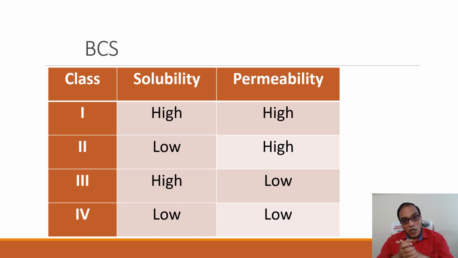Class 1 drug, class 2 drug, class 3 and class 4. BCS has 4 classes. Class 1 drugs: high solubility, high permeability. Class 2 drugs: low solubility, high permeability. Class 3 drugs: high solubility, low permeability. And class 4 drugs: low solubility, low permeability. Remember this: high, high; low, high; high, low; and low, low. Don't mention them the wrong way.